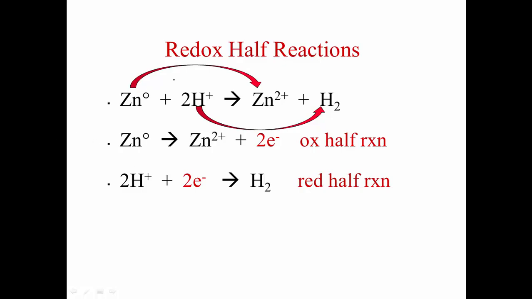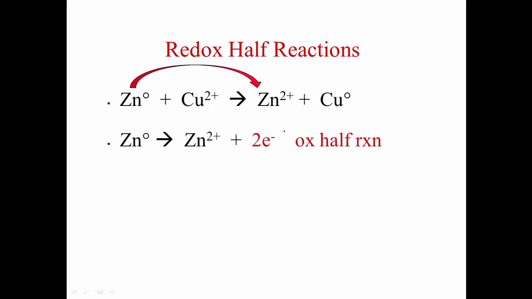So when zinc went to zinc 2+, oxidation is loss of electrons. The electrons have to end up on the right-hand side. That's a product, that's a loss. Those same electrons are the ones that the hydrogen ion gained. So reduction is a gain of electrons. So you have to include those electrons, and in a balanced equation, the electron transfer has to be equal.